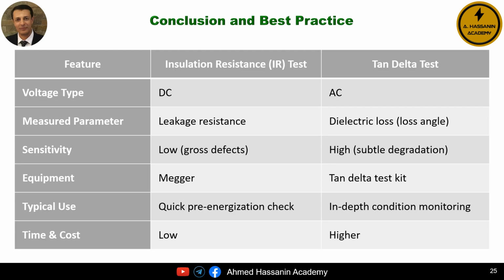In general, the insulation resistance test is carried out as a quick check for the transformer before putting it into service, whereas the tan delta test is performed as a precise periodic monitoring of the internal insulation condition of the transformer. Accordingly, the required time and cost for performing the tan delta test are, of course, higher than those required for performing the insulation resistance test.